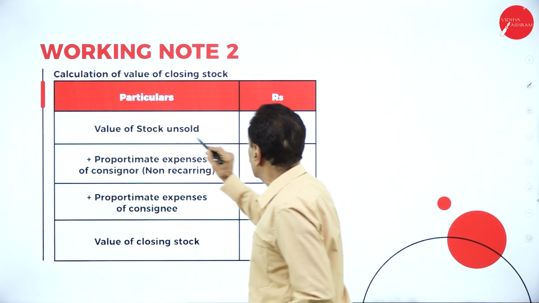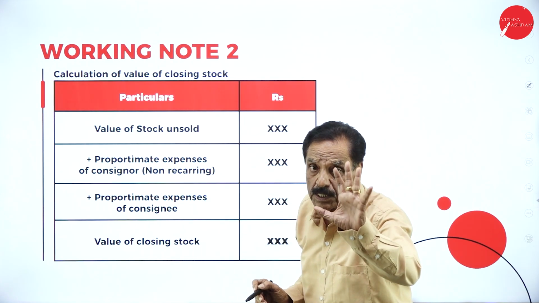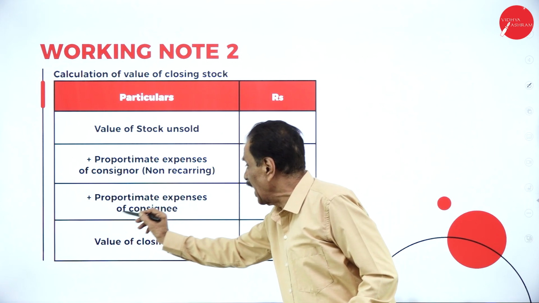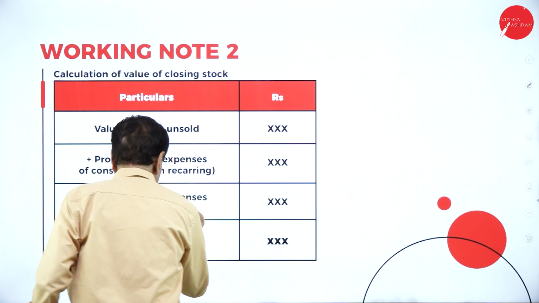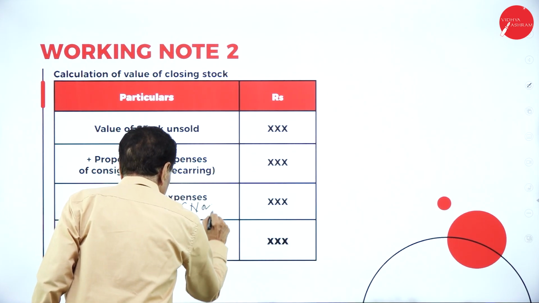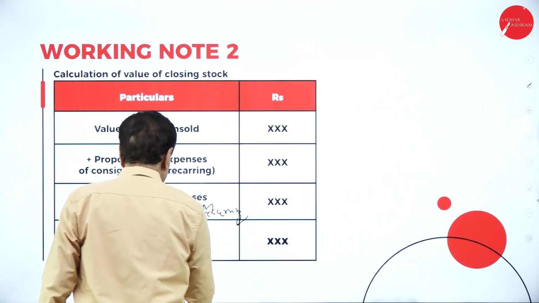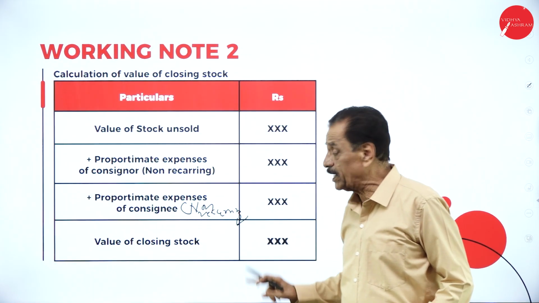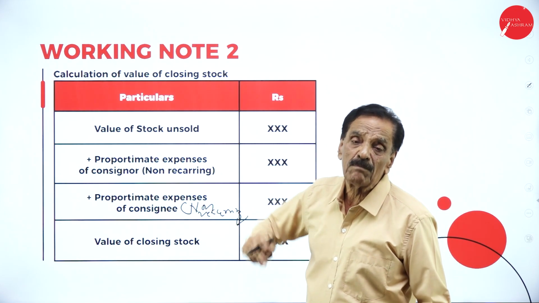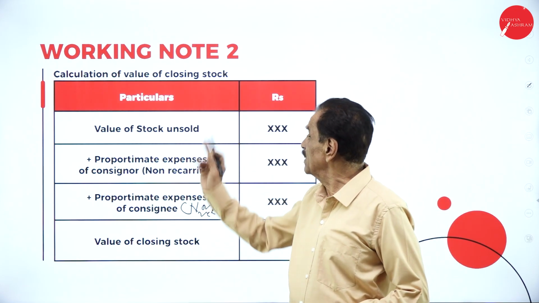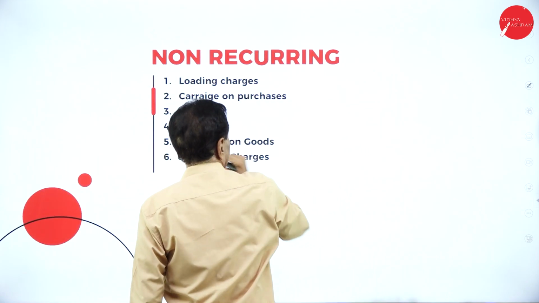The value of the unsold stock, add the proportionate non-recurring expense of the consignor, and add the proportionate non-recurring expense of the consignee. Then it should be added. That is the value of the closing stock, which will come on the credit side of the consignment account. Here, what are the non-recurring expenses?